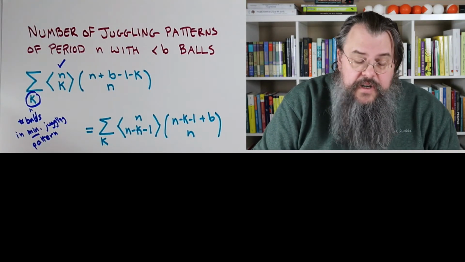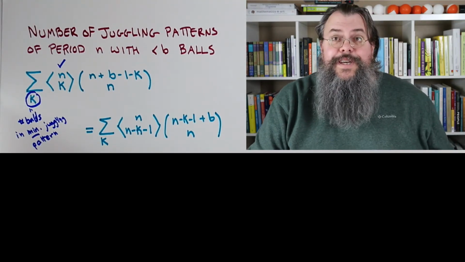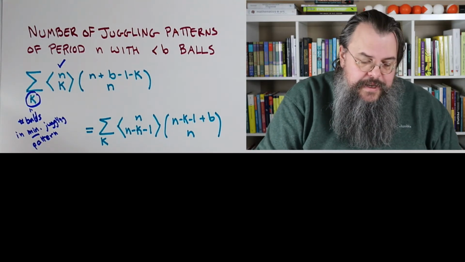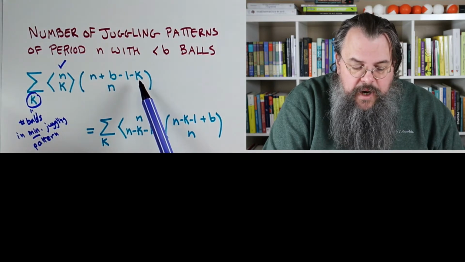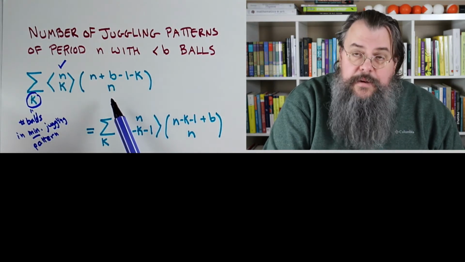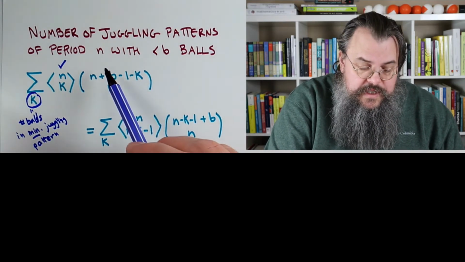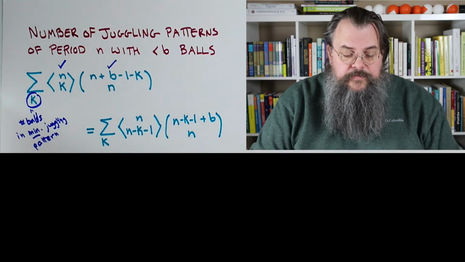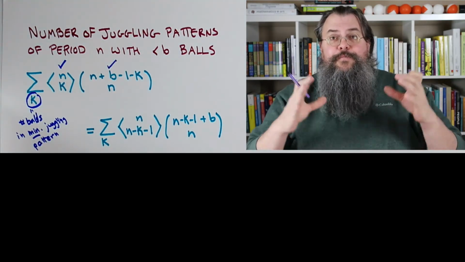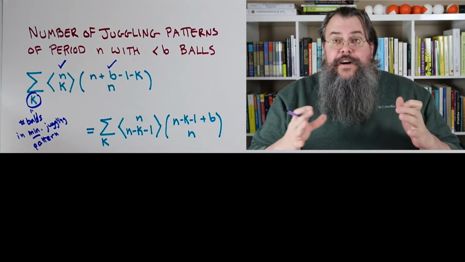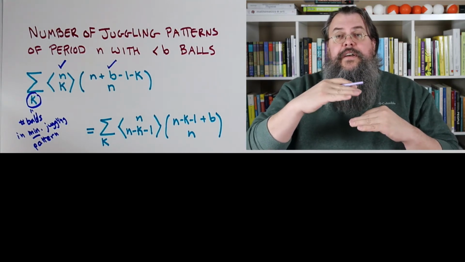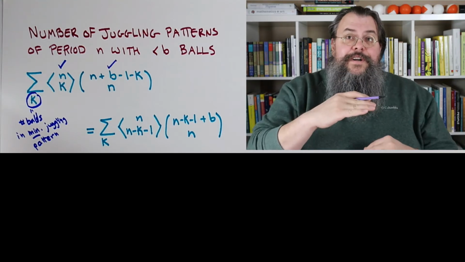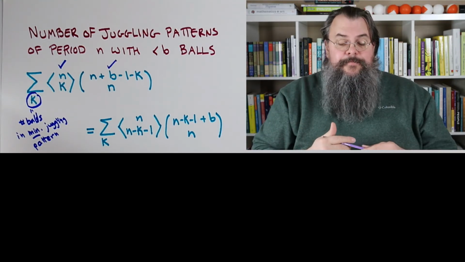So by bars and stars, what do we see? Well, again, we have N bars, B minus 1 minus K stars, and we just choose where the bars go. So this is bars and stars. In other words, how can we bump up that pattern in all possible ways and make sure that the number of balls we have is B minus 1 or fewer? And that's it.